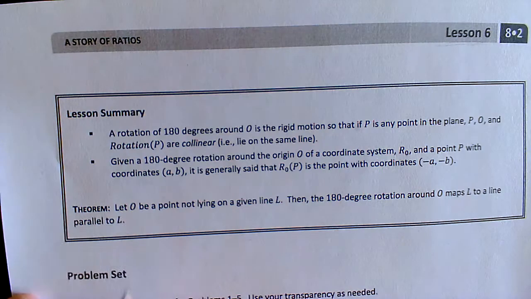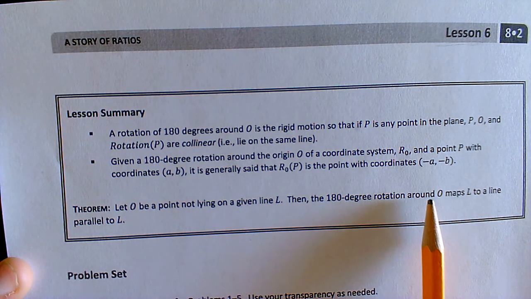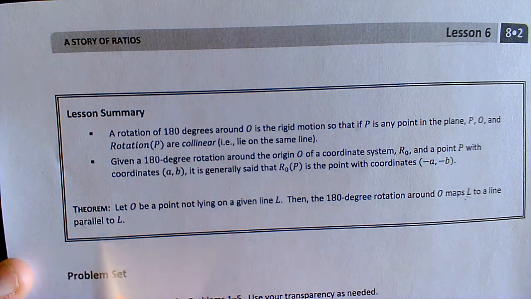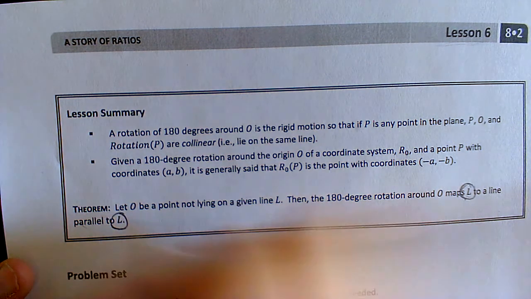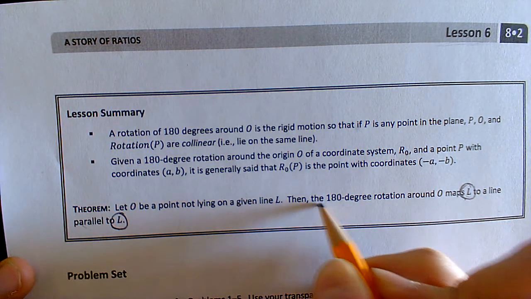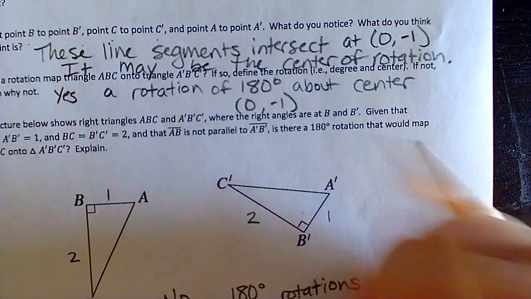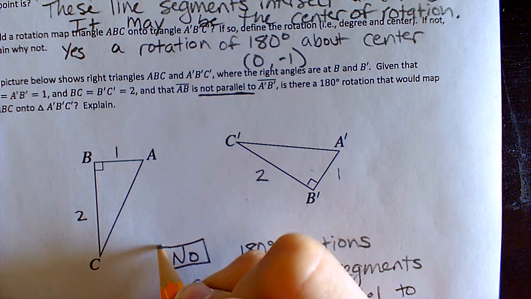Looking back on our notes, it says a 180-degree rotation around O maps L to a line parallel to L. So it makes the new version parallel to the original when you have a 180-degree rotation. So when it says that they are not parallel, then the answer has to be no.